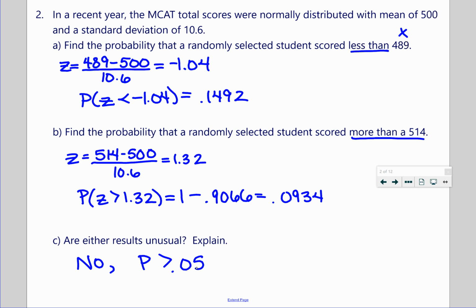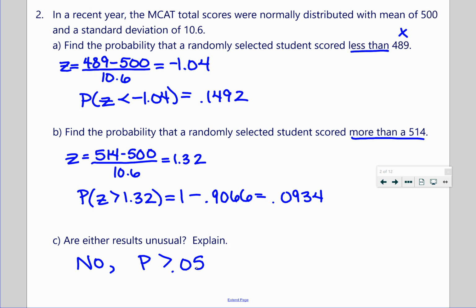You can also look at the z-scores. Do you remember what the z-score magic number is for unusual? 2, -2. If it's more than 2 standard deviations from the mean, which both of our z-scores were not, -1.04 and 1.32. They're not more than 2 standard deviations from the mean, so they're not going to yield an unusual result. So anything bigger than 2 or less than -2. But the probability is what this problem is asking for, so I would say that that would be the more reasonable explanation for this situation.